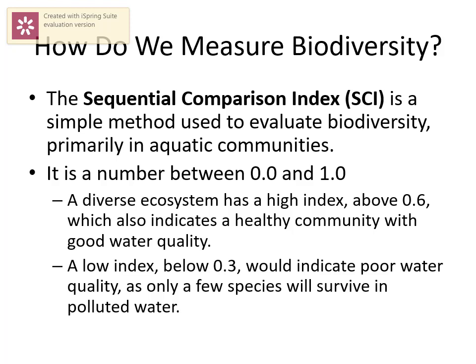But looking at this number, if you get a calculation of above 0.6, this indicates a healthy aquatic community. It means the water quality is fairly good because you have a diverse number of species in that ecosystem. A low index below 0.3 would indicate poor water quality, as only a few species would survive in this polluted water.